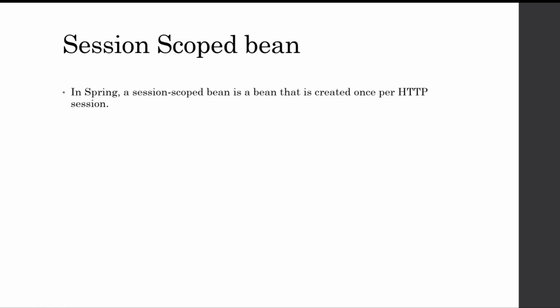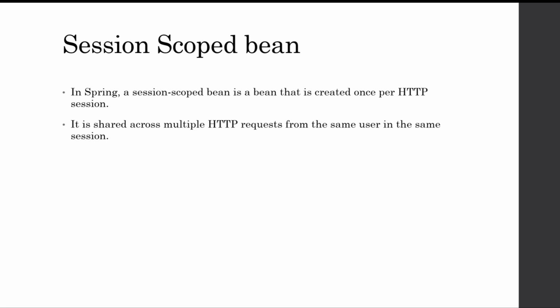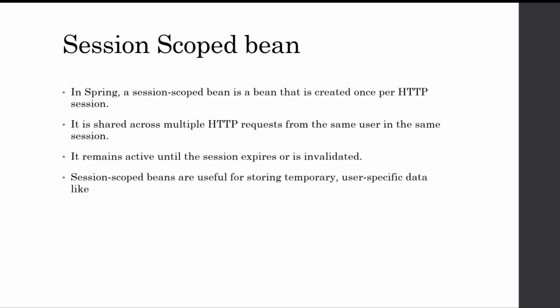In the Spring framework, a session scoped bean is a bean that is created once per HTTP session. It is shared across multiple HTTP requests from the same user in the same session. It remains active until the session expires or the session is invalidated. Session scoped beans are useful for storing temporary and user specific data like user ID, application theme, user roles, and application language. Let's go through these attributes one by one.